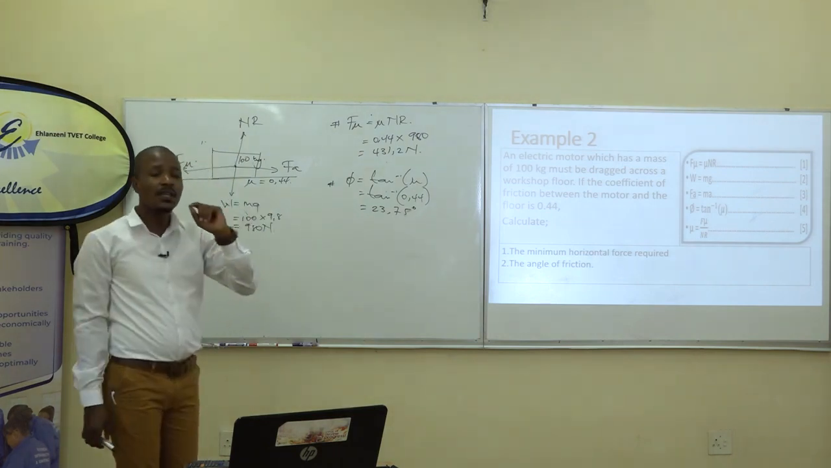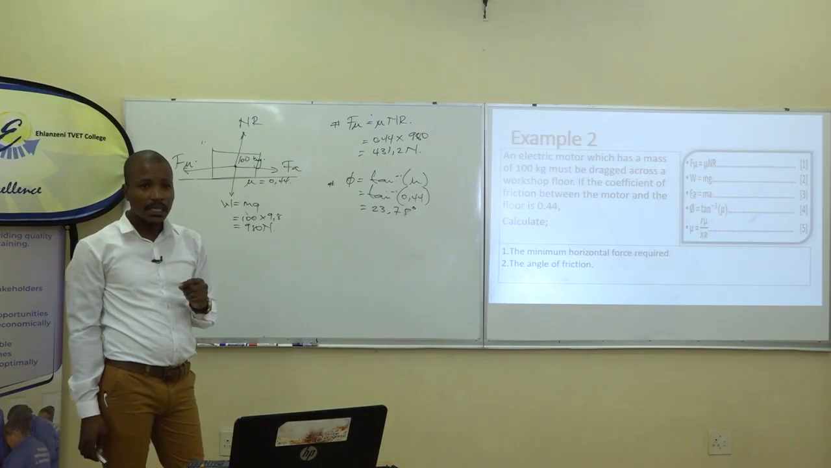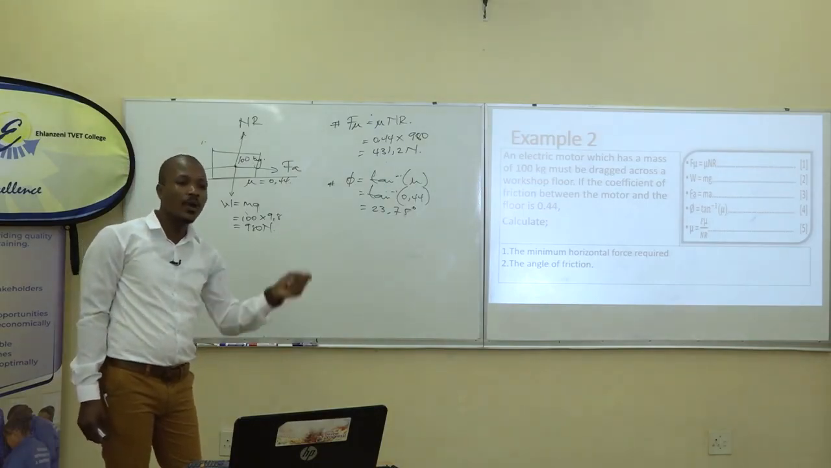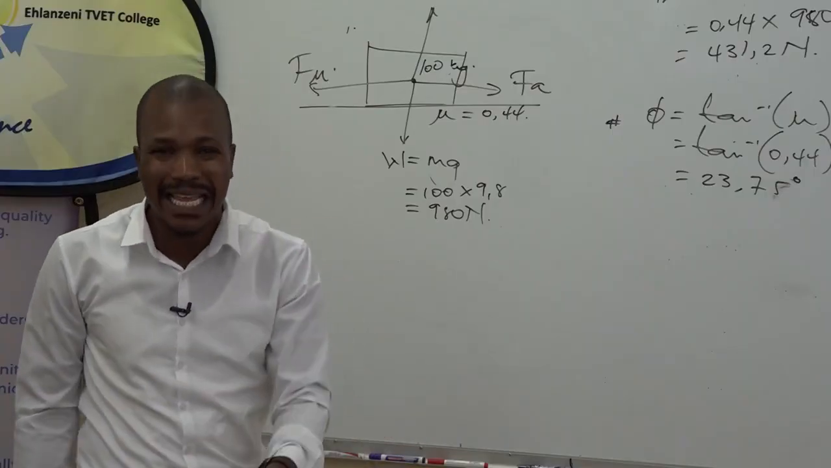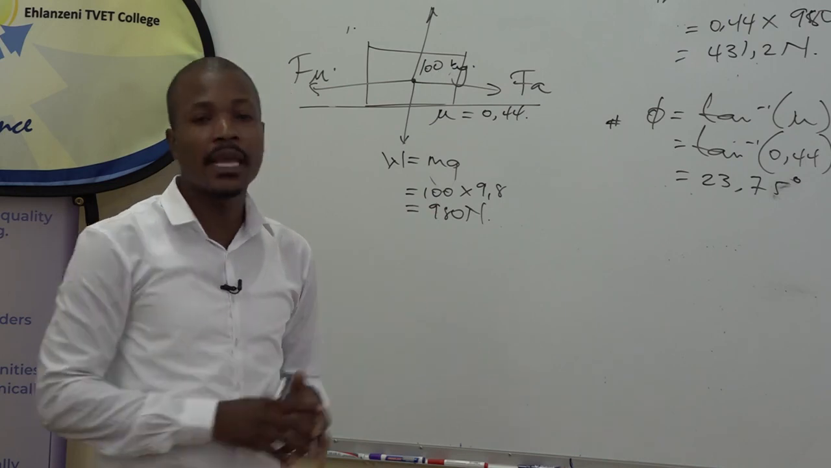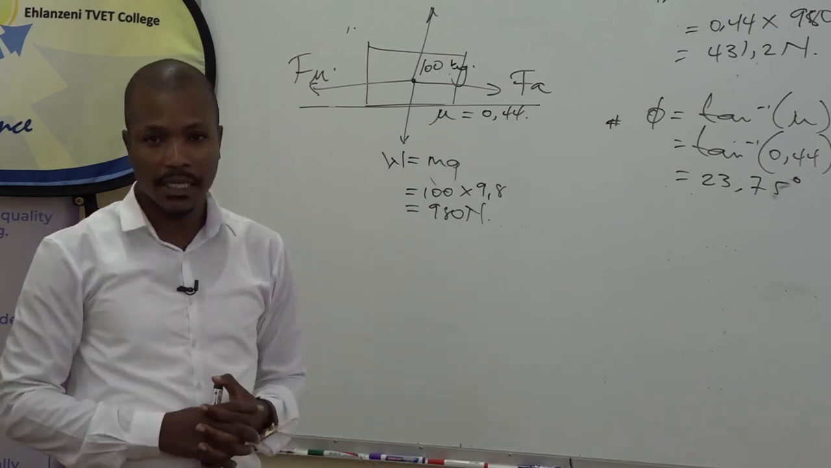We again have the weight. The weight is equal to the normal reaction. The normal reaction is the force, or rather the weight at which this object reacts to gravity. That means you're going to find it by multiplying the mass with your gravitational acceleration.